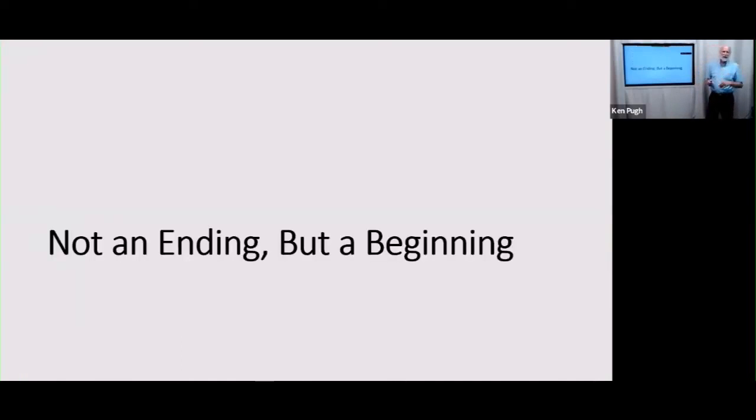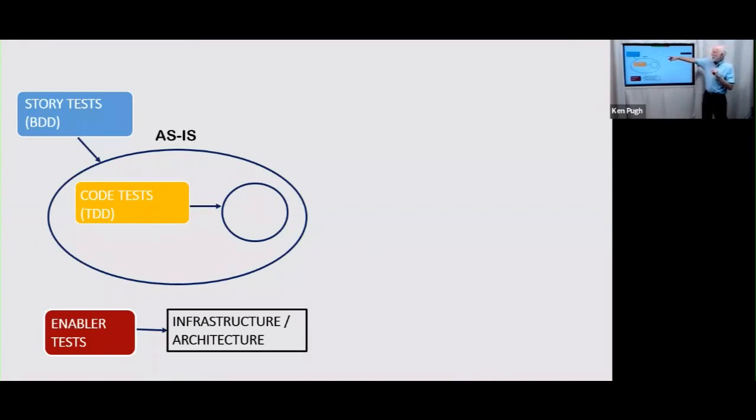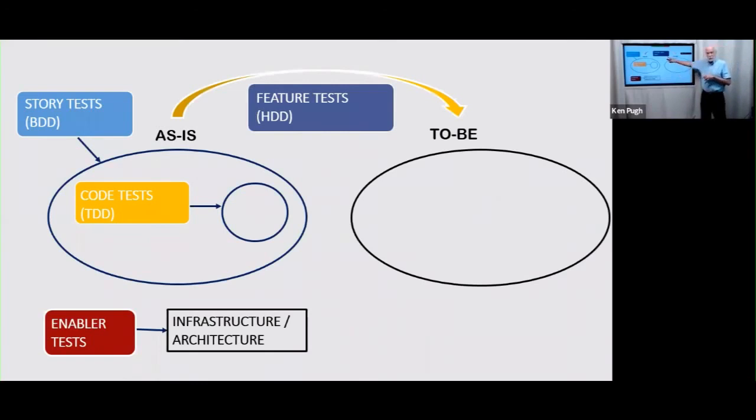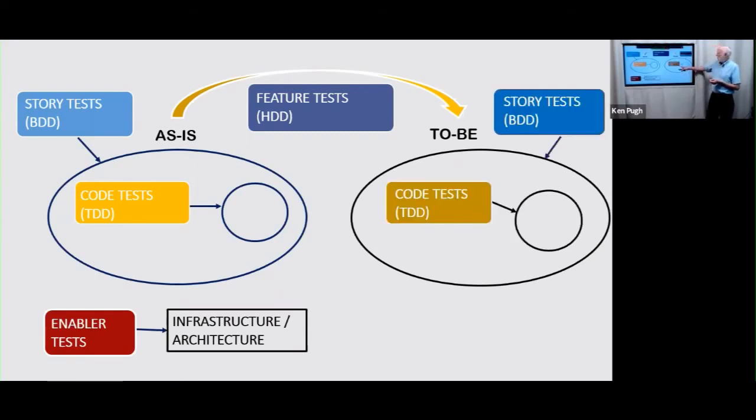So this is not an ending, but a beginning. Here's what we showed before. We have our existing story tests from the outside world, our code tests from the inside world, and of course our enabler tests. When we create a feature, let's create a hypothesis that says we are creating that feature right, and a way to monitor whether it's actually been used. Our code tests and our story tests are going to be written for the new feature. We wrote the feature test first, then we created our story test, and now we'll be creating the code test to help pass those tests for the outside.